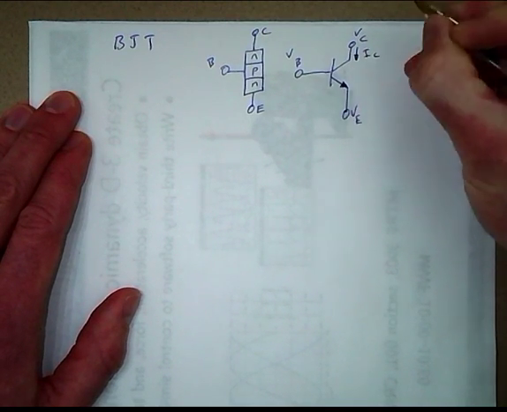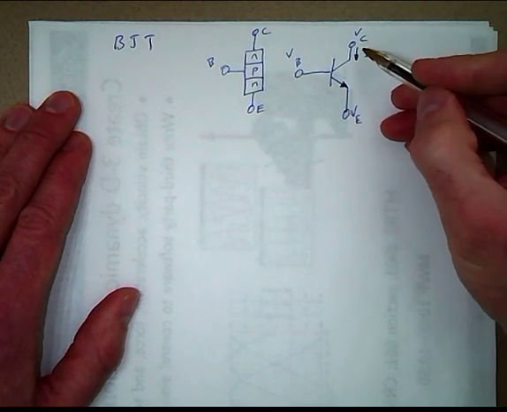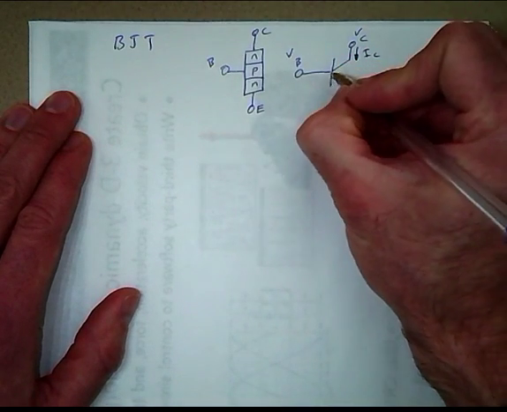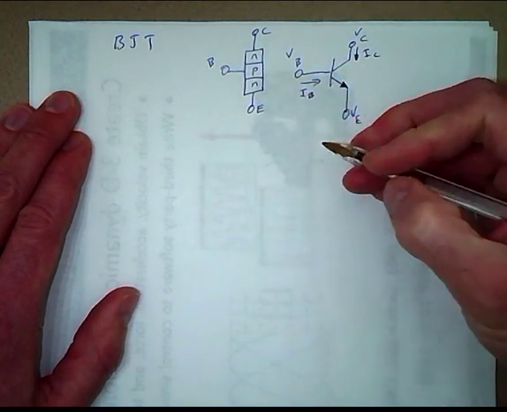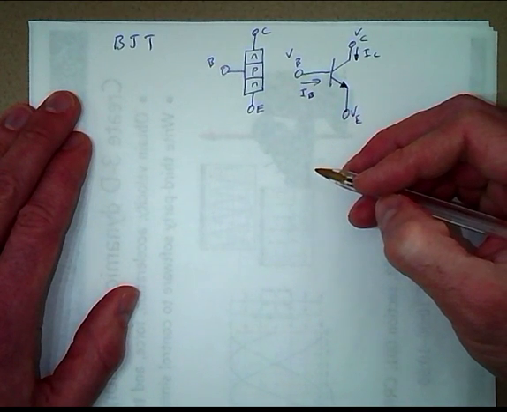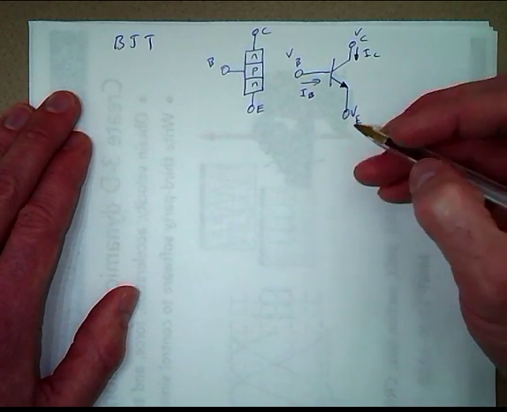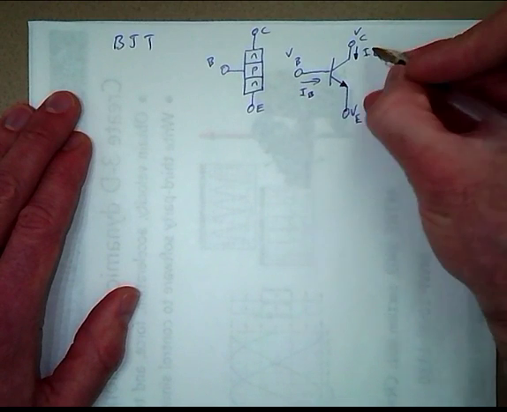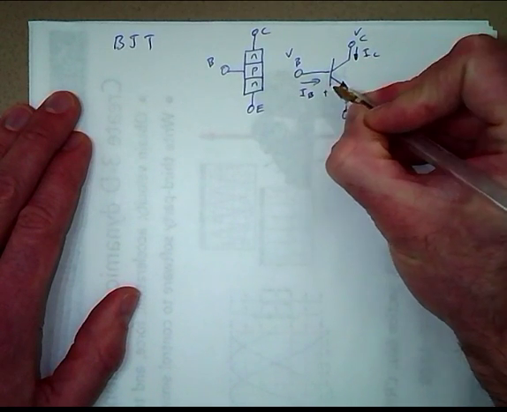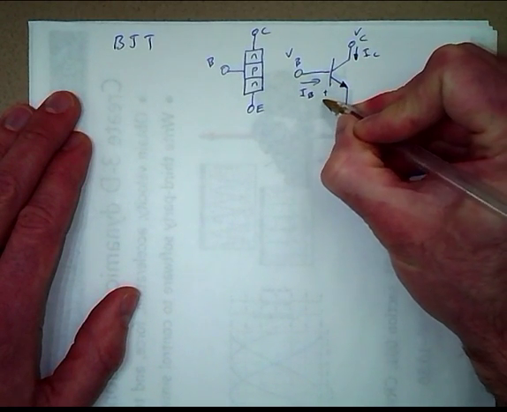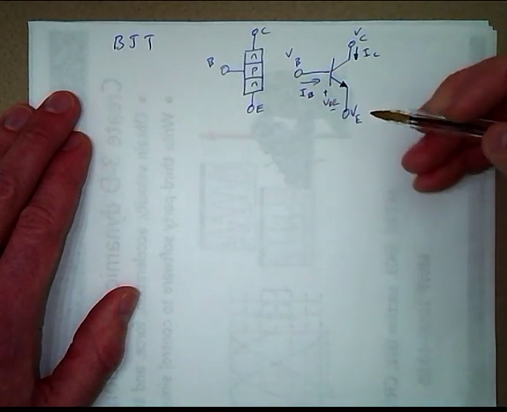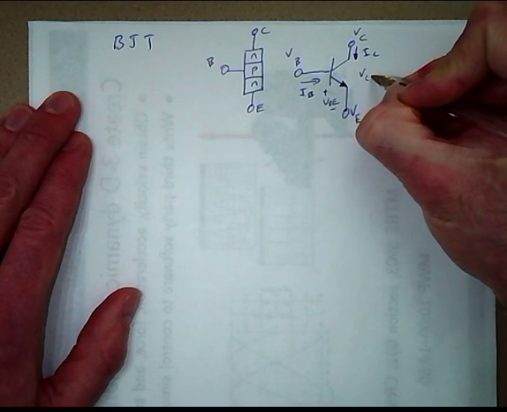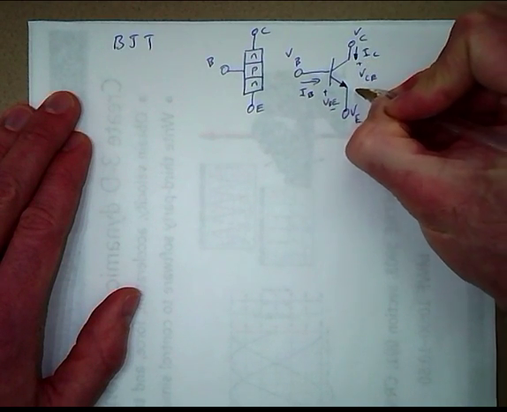So here's what's referred to as IC, the current through the collector, and then IB is the current through the base. And then here we have VBE, which is the voltage between the base and the emitter, and VCE, the voltage between the collector and the emitter.